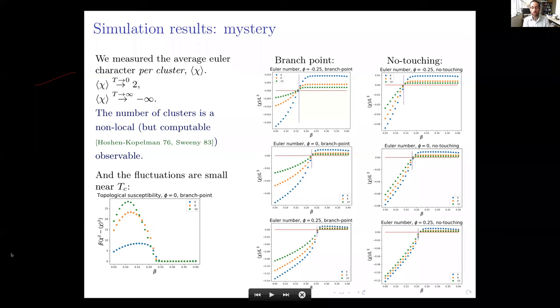Good. So this is a measure of the average of kappa g, the Euler characteristic. Right. So each of these plots is for different values of this string coupling parameter. This is with this branch point resolution. This is with the self-avoiding resolution. This model here is the ordinary Ising model. This one here.